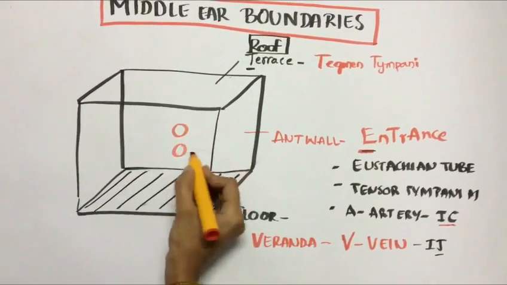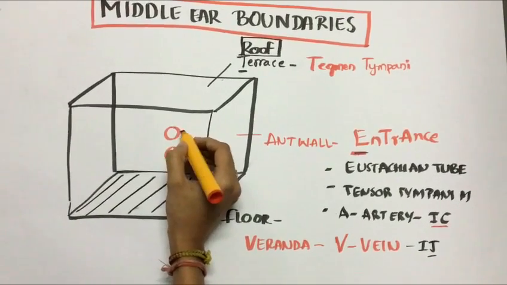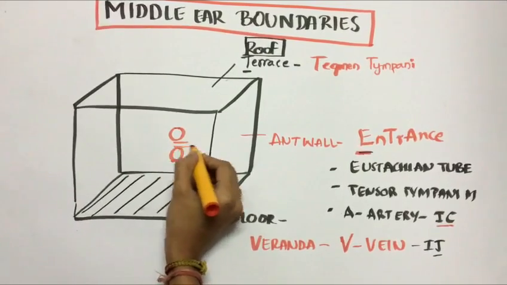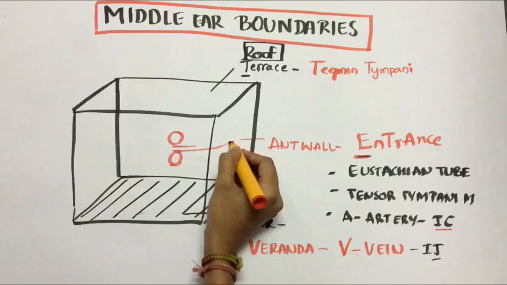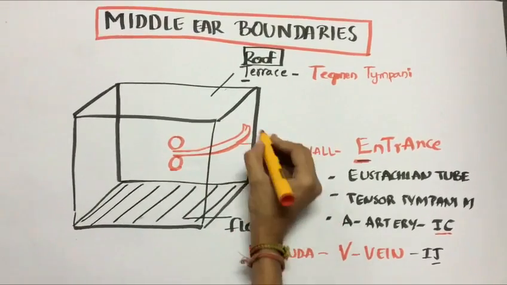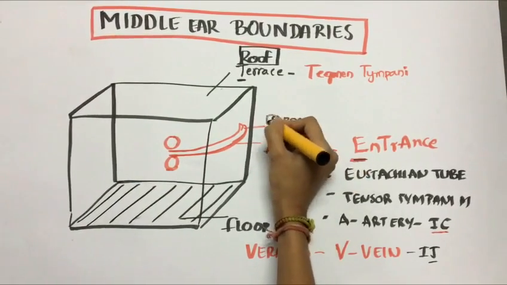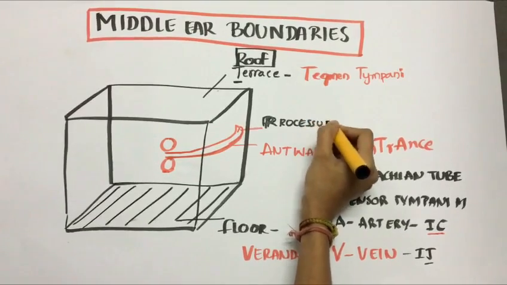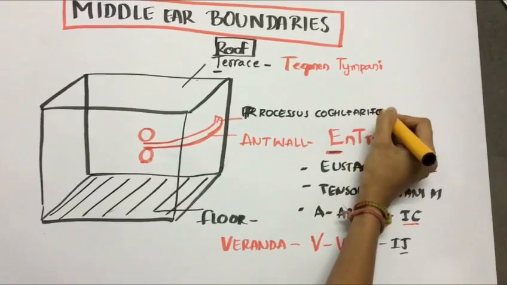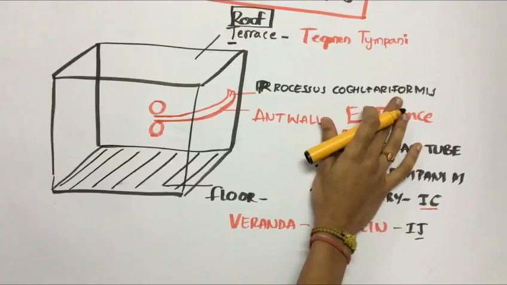in the entrance. On the lower side there is the eustachian tube opening, and on the upper side there will be the tensor tympani muscle opening. In between these 2 openings, this bony plate extends to the medial wall. This is called processus cochleariformis. Processus cochleariformis. This is important for facial nerve surgery.